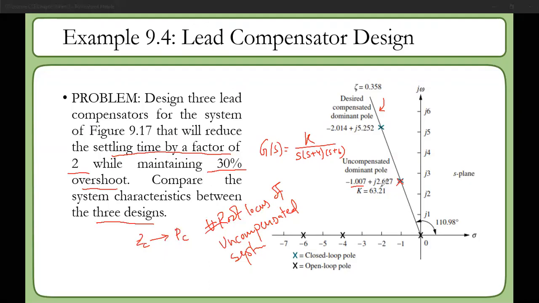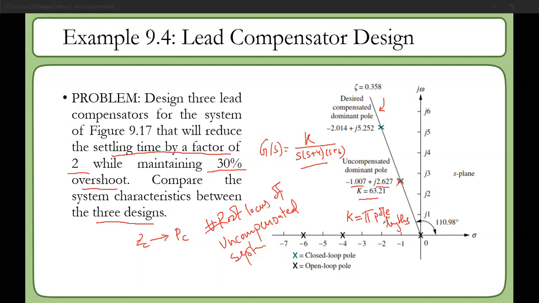So our intersection point is minus 1.007 plus j 2.627. Okay, and you have to find out the corresponding value of k. We know how to find out the value of the k. All of this actually we already discussed. So k is actually product of the pole length divided by product of the zero length. But in our system, we only have pole length, so this will be just product of the pole lengths. Okay, so this is what you have to figure out.